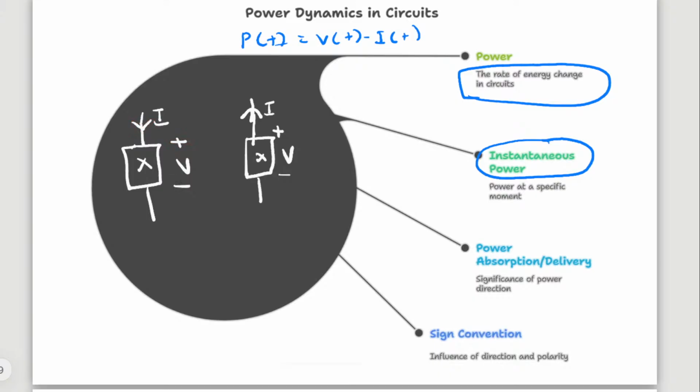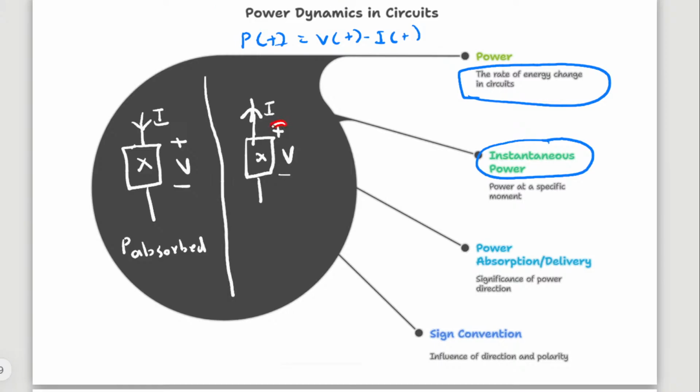So this is absorbed power. This is represented as P absorbed.